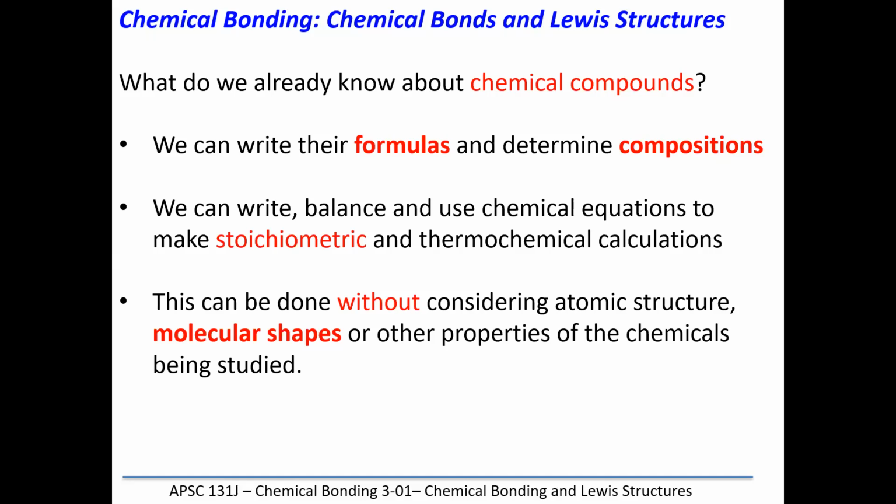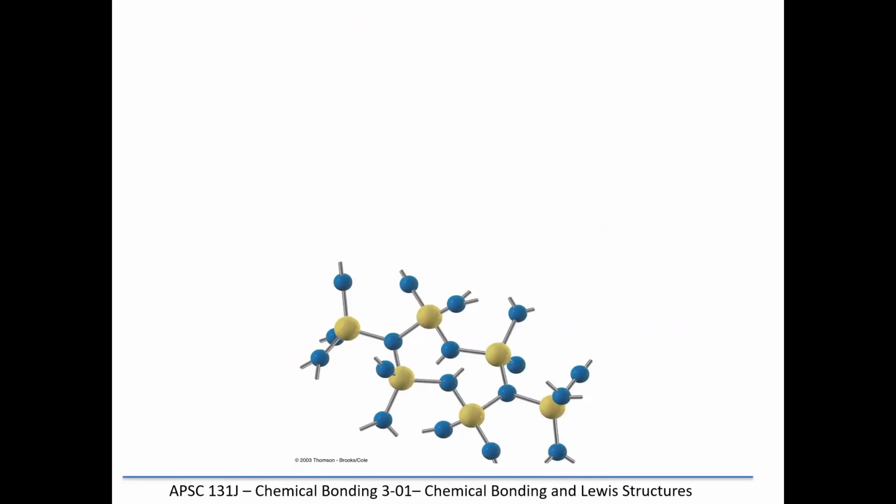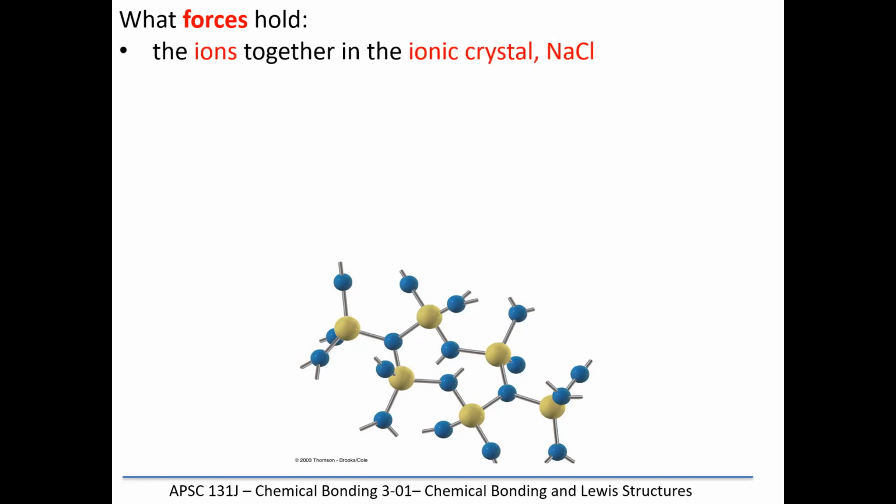So the molecular shapes and other properties of the chemicals we're going to study in the next 4 lectures. So we're going to talk a little bit about shapes today. And of course, a lot of substances don't exist as molecules, but they exist as arrays of particles that are joined together by various chemical bonds. So now there are forces involved in holding particles together in crystals, and there are different types of crystals.